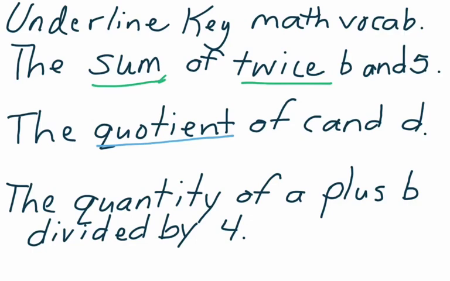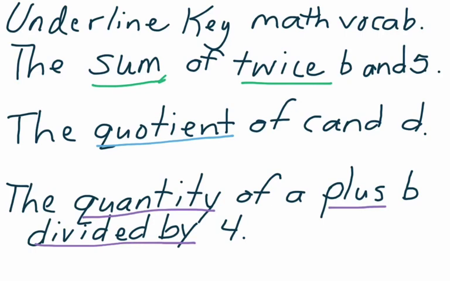So what are we going to underline here? We're going to underline quantity, plus and divided by. Okay. So let's go back to the first one. Okay, we underlined the keywords sum and twice. Now we're going to identify the operation that each keyword implies. Sum indicates addition and twice indicates multiplication by 2.